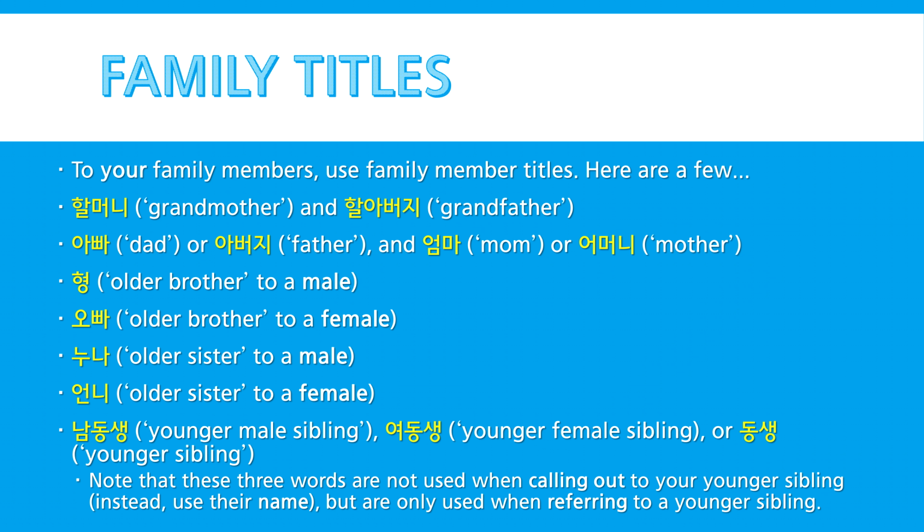There's also 남동생 for a younger male sibling, 여동생 for a younger female sibling, or just 동생 for any younger sibling. Note that these three words are not used when you're calling out to your younger sibling. Instead, just use their name. These are only used when referring to a younger sibling.